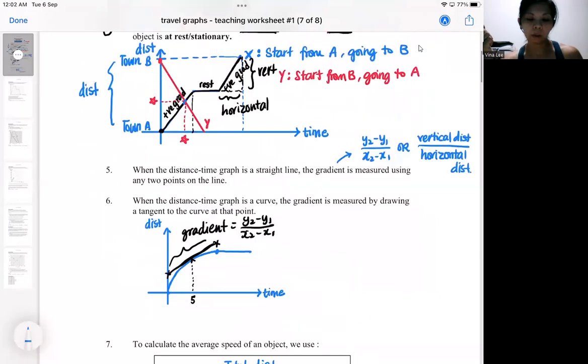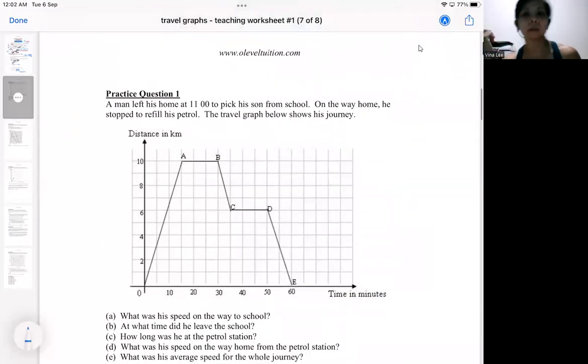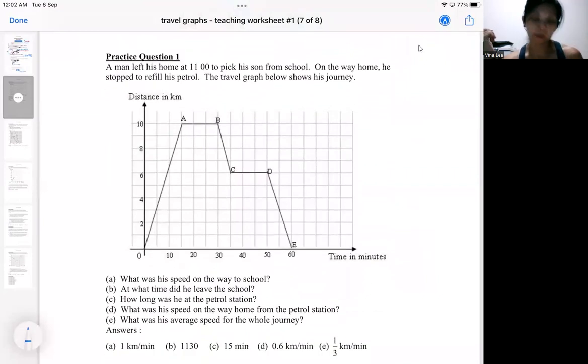Okay, so I think all this will be easier to illustrate if we talk about practice question 1 and practice question 2. So if you read this question, a man left his house at 11 o'clock. So where is 11 o'clock? 11 o'clock is actually here. And then this one is 10 minutes after 11 o'clock, 20 minutes after 11 o'clock, 30 minutes after 11 o'clock. So by the time you hit 60 minutes after 11 o'clock, this one is 12 noon.